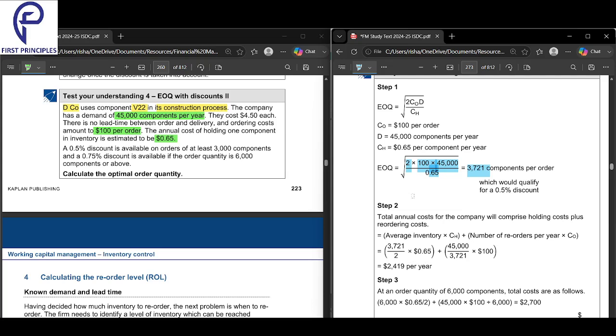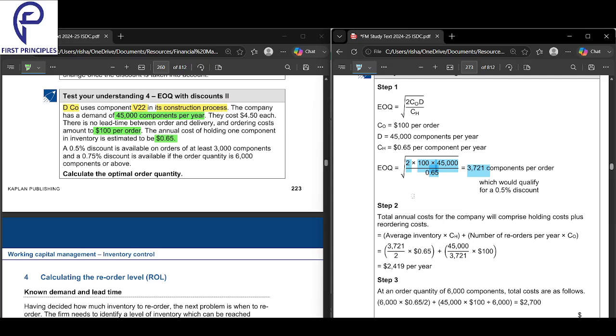And that is the objective of inventory management anyway, to reduce the holding and the ordering cost. Easy. So we looked into the EOQ, how to get the EOQ: 2 into ordering cost into the annual demand divided by holding cost. Yesterday we had seen this formula, it's already there in our notes. 2 into ordering cost into annual demand divided by the holding cost. That's 3,721 components per order.